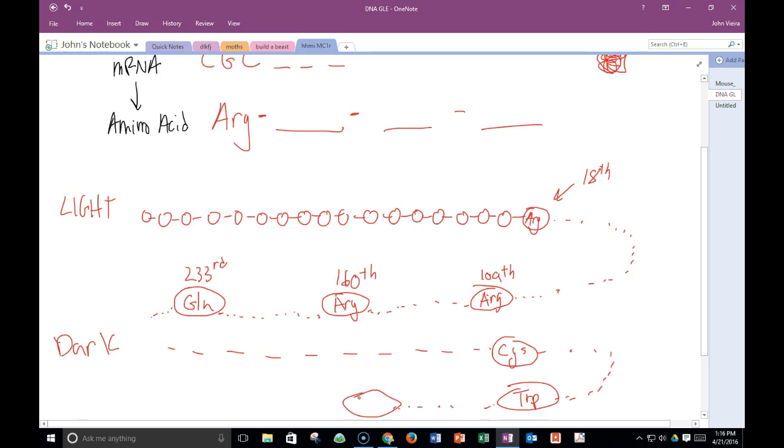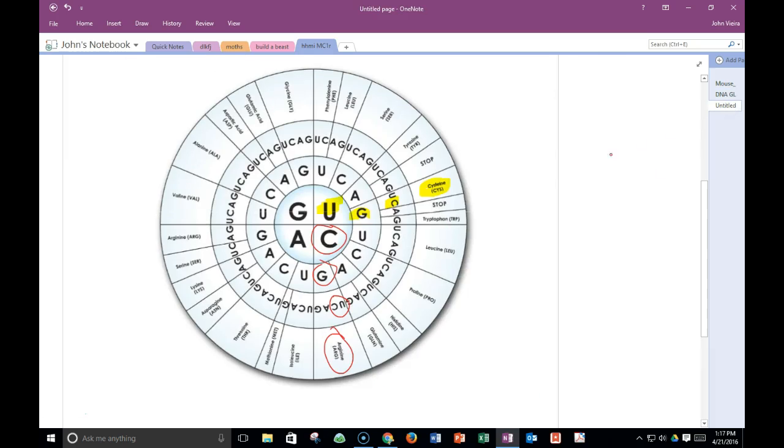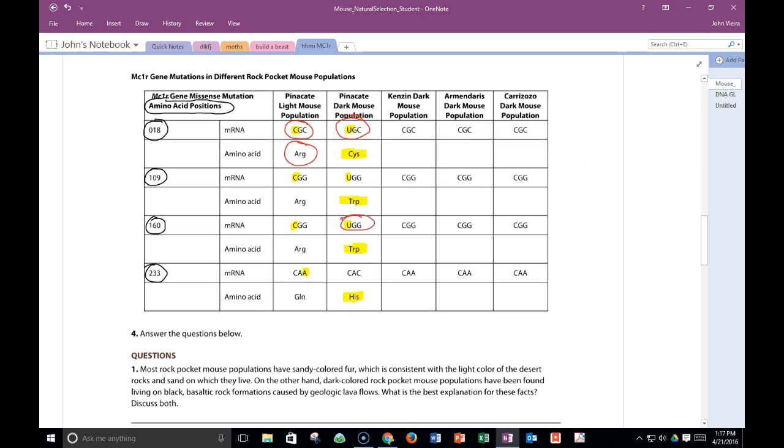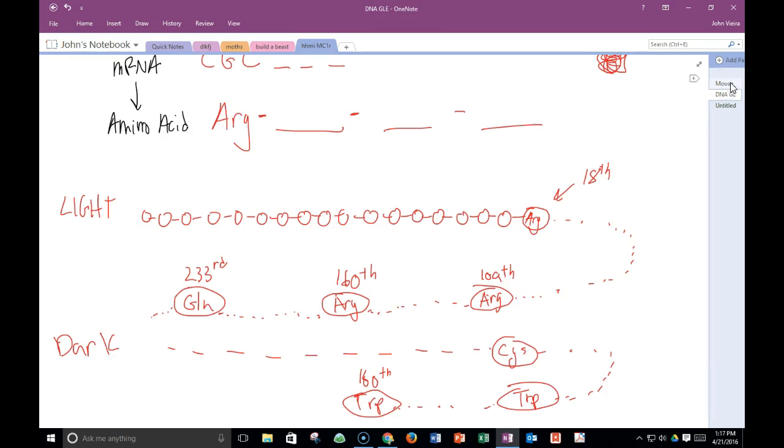And then the 160th, what was it in the dark one? Nicole, what was it? The 160th, for the dark mice? What was the amino acid that it coded for? That's the codon. What did it code for? Yeah, but what was the amino acid? Tryptophan. Right? And then the last one was histidine. So there were four genetic mutations in the dark mice that changed four amino acids.